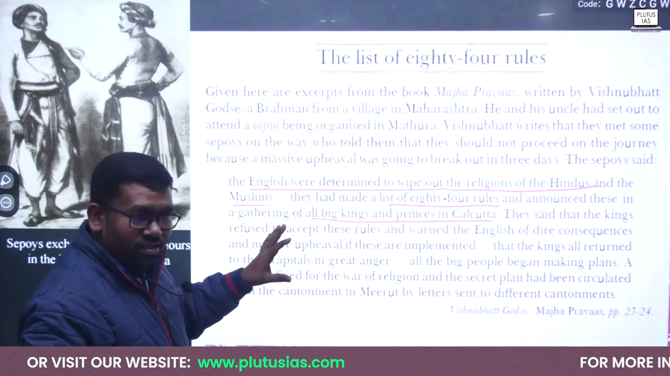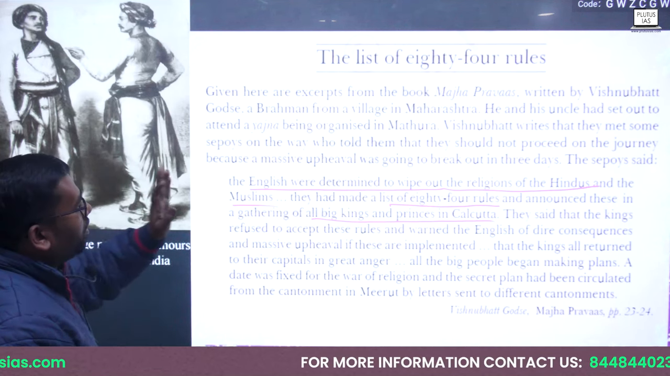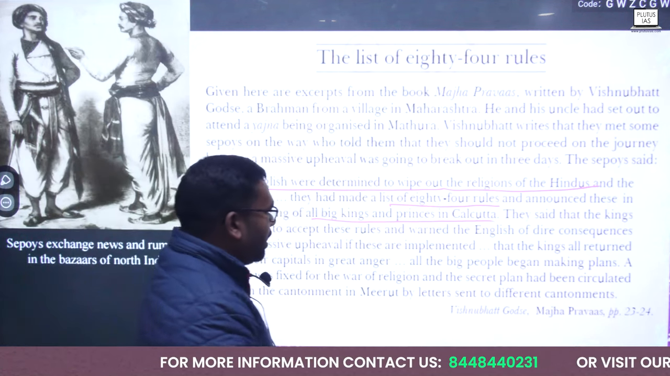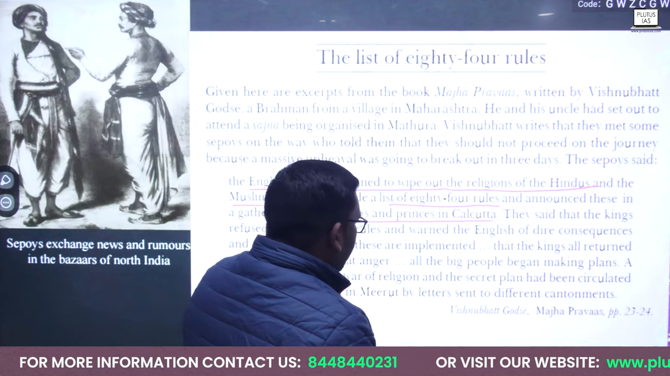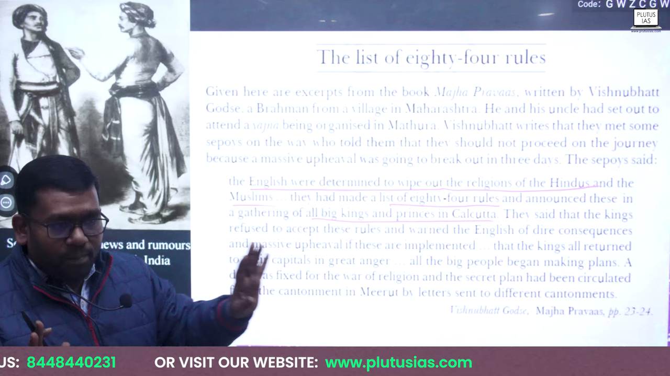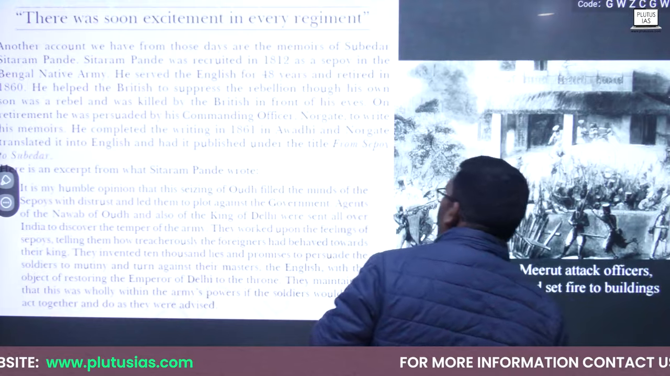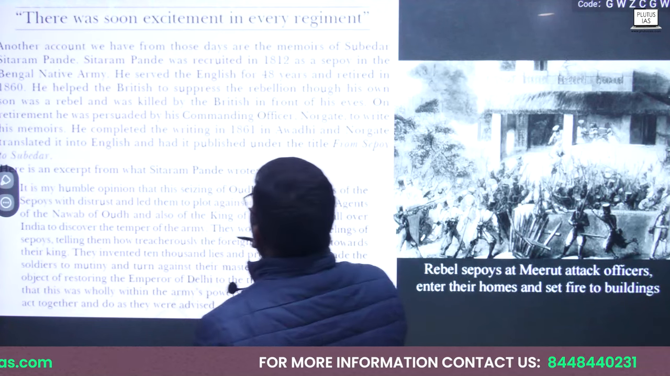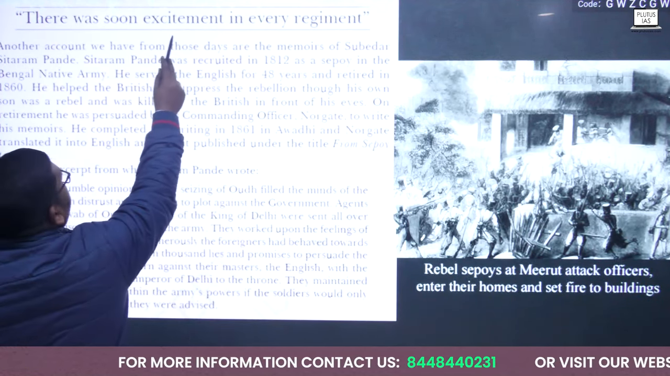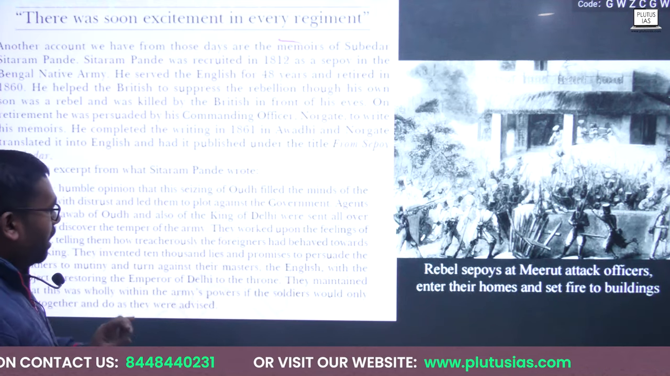These are the rumors being circulated by everyone. They had made 84 rules about how they were going to destroy the religions. So this is the way the message was reaching every place. One picture I want to show you more. If you see, there was soon excitement in every regiment. The excitement was that very soon a revolt was going to happen.